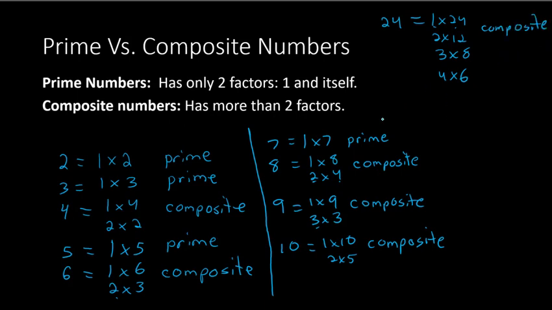Alright, so in this lesson, you've learned how to find the least common multiple. You've learned about factors and how to find the greatest common factor. We've also used factors to help us determine if a number is prime or composite.